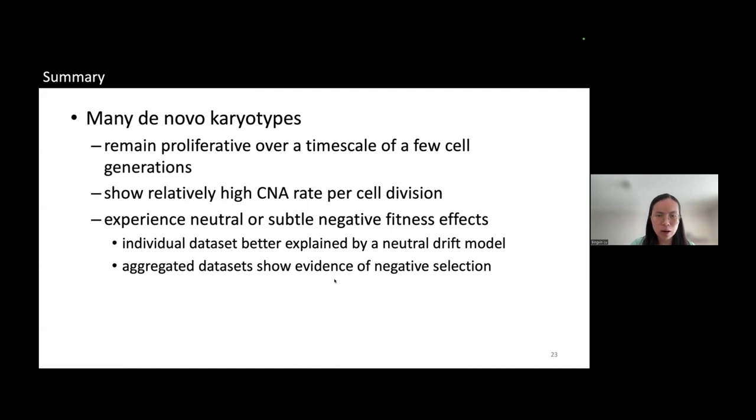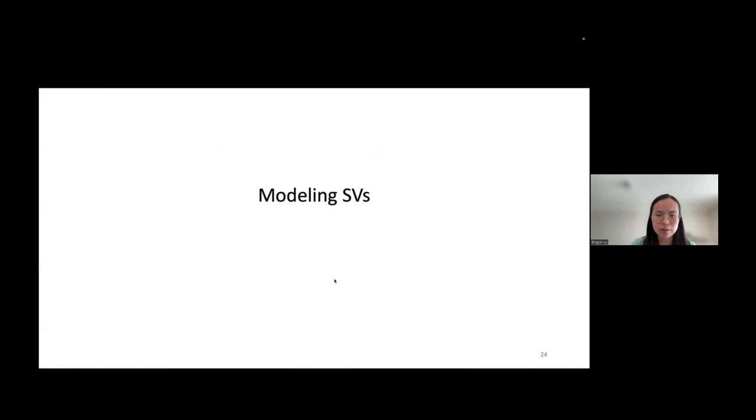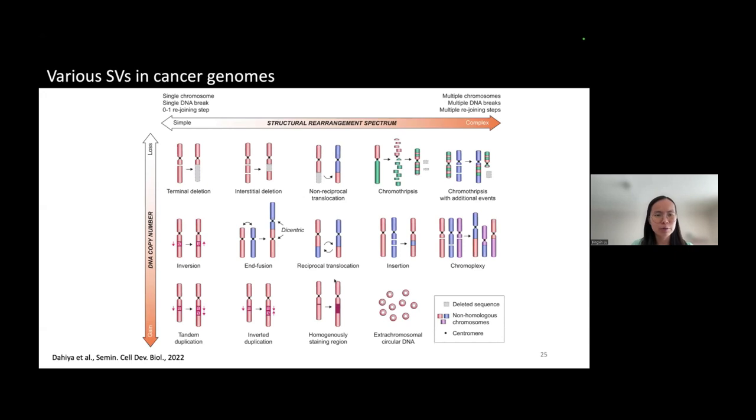This concludes the work on copy number alterations. Next, I would like to show you our work on structural variants. Different from copy number alterations, which only include copy number gains or losses, structural variants can be very complex.